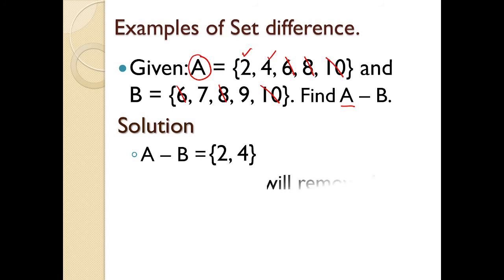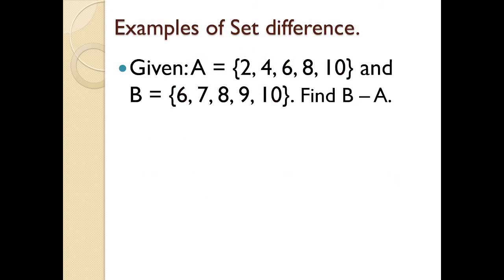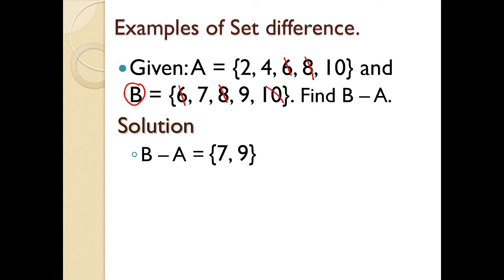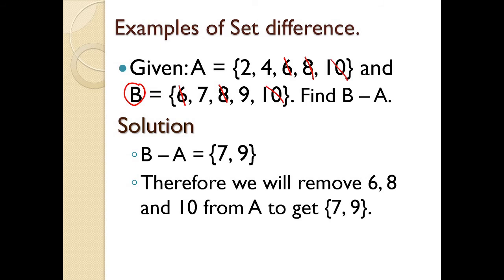Yes, sir. Okay, let's have another example. This one, B minus A. So this time, the answer is found in B. Let's start. There is 6 above. Cancel 6. There is 7 above? No. Write 7. There is 8 above, cancel 8. There is 9 above? No. Cancel 10. My answer is 7 and 9. Is set difference clear?